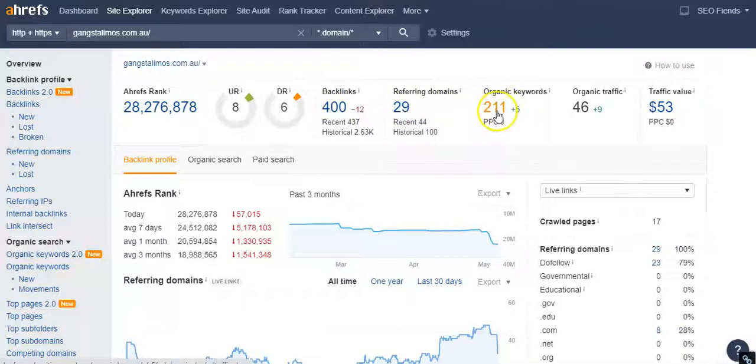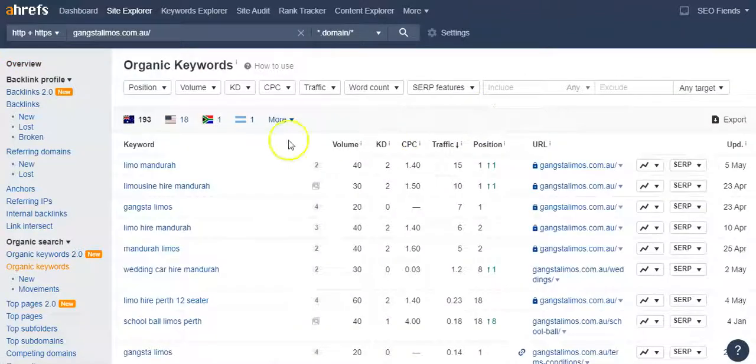And that's probably why, even though you've got 400, they're not giving you a whole lot of power. It's telling me that you've got 211 keywords throughout your site. Okay. Limo Mandurah, this section here, the volume, it's telling me that you get 40 searches. Well, not you personally, but that keyword gets 40 searches every month.